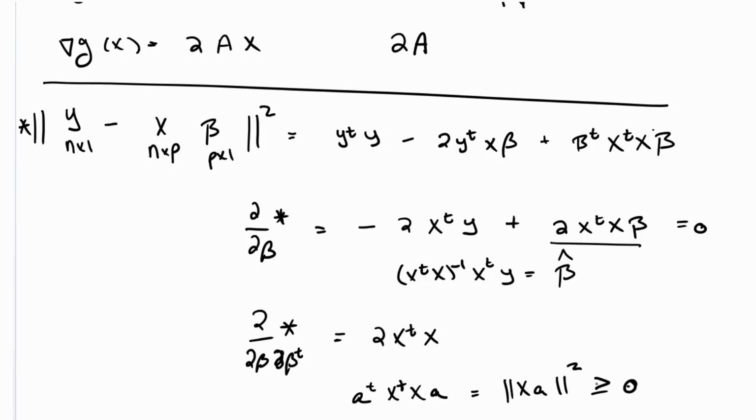So that means that our solution to our derivative is in fact a minimum, and so this beta hat is the minimizer of this least squares solution. So that's an example of using our matrix derivative results to find a solution to a statistically meaningful equation.